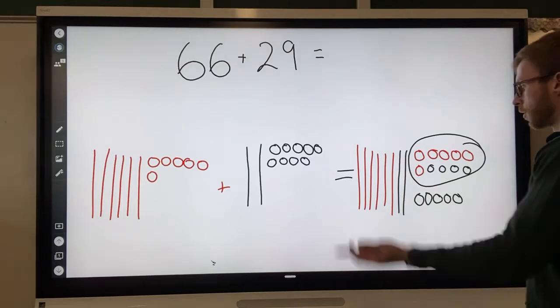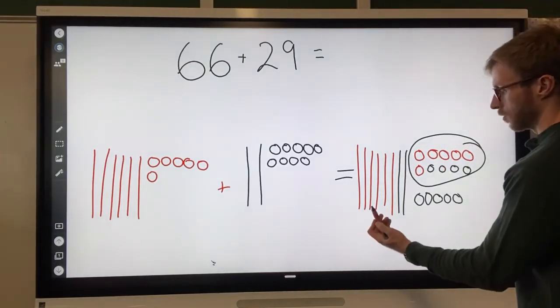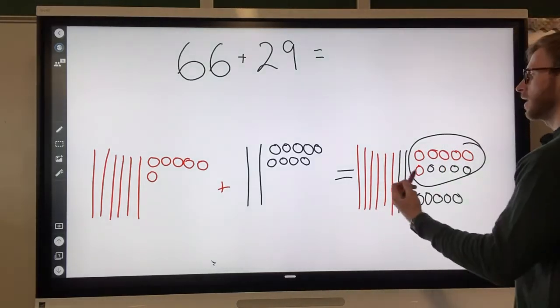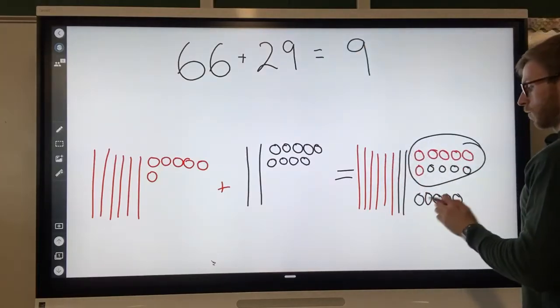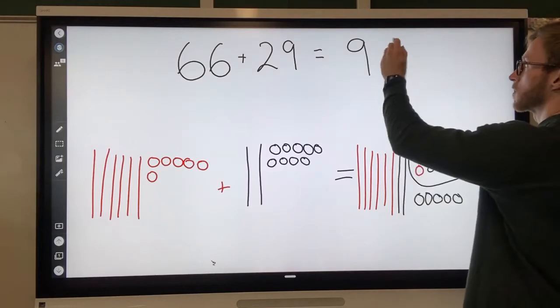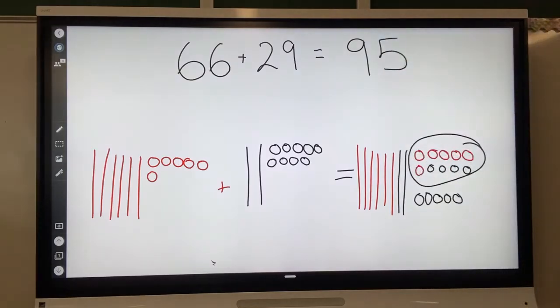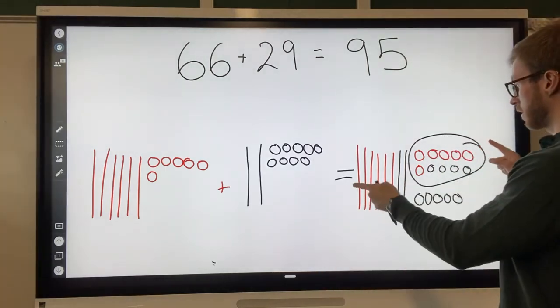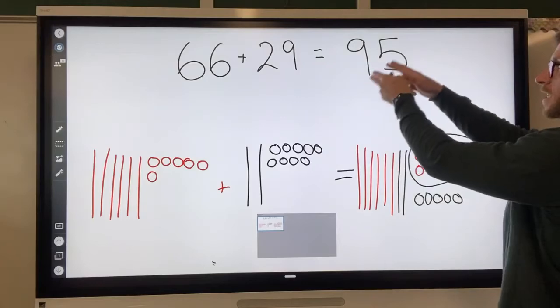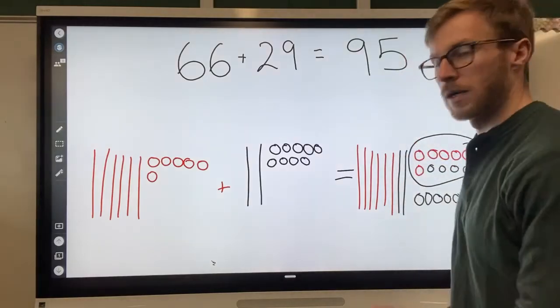So, how many groups of 10 do I have? 1, 2, 3, 4, 5, 6, 7, 8. Plus this one more, I have 9 groups of 10. And 1, 2, 3, 4, 5 extra ones. So my answer is 95. I have 9 tens, 5 ones. 9 tens, 5 ones. Awesome.